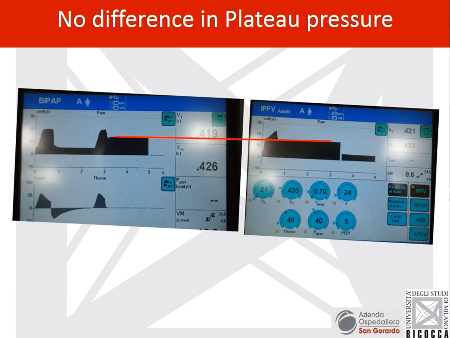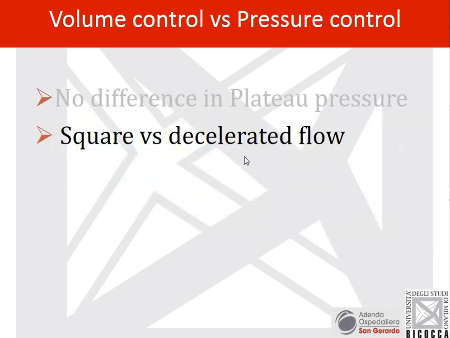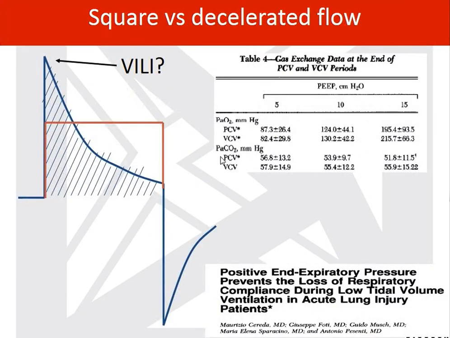It's exactly the same. The only real difference between these two modes is the presence of a square versus a decelerated flow. Some preclinical papers suggest that this very high peak inspiratory flow that you have in pressure controlled ventilation, because it's stretching the alveoli fast, could lead to some degree of ventilator-induced lung injury, but there is no evidence in our clinical studies that this has an impact on patient outcome.